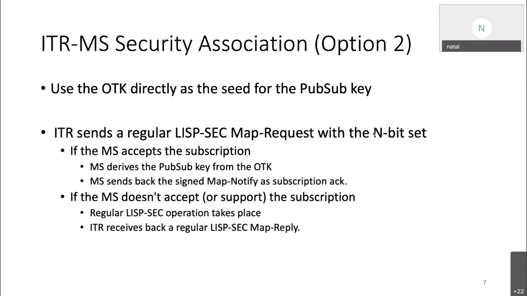Yeah, my second question was a comment saying that this seems simpler because there's not another level of indirection with keys, and that you reduce the CPU cycles because the OTK requires a random number generator, but it's done on the ITR rather than the MS doing it for all the ITRs that it serves. So I would support option two for sure.